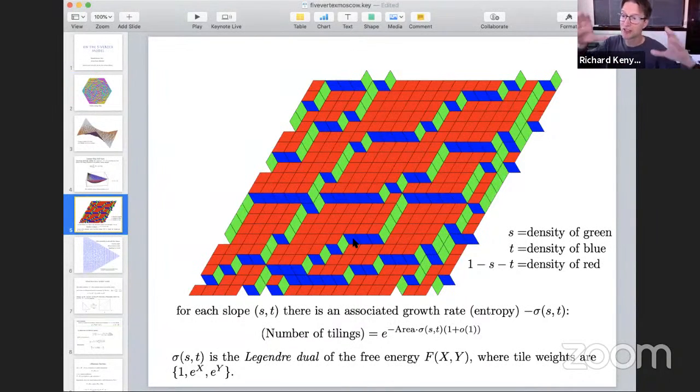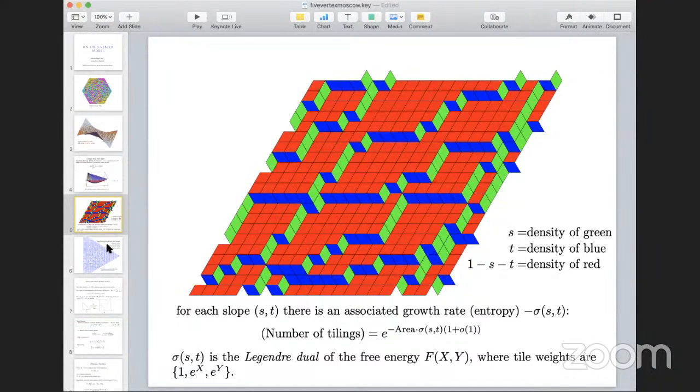Once I impose the boundary conditions, then it doesn't really make sense to talk about X and Y, because the total number of tiles of each type will be determined. So X and Y play no role. But if there are free boundary conditions, or if you allow all possible boundary conditions, then when I fix X and Y, the system will pick out a particular slope. And it's that map from the slope variables to the x and y variables that is defined by the surface tension, or rather the gradient of the surface tension. Okay, any questions so far?